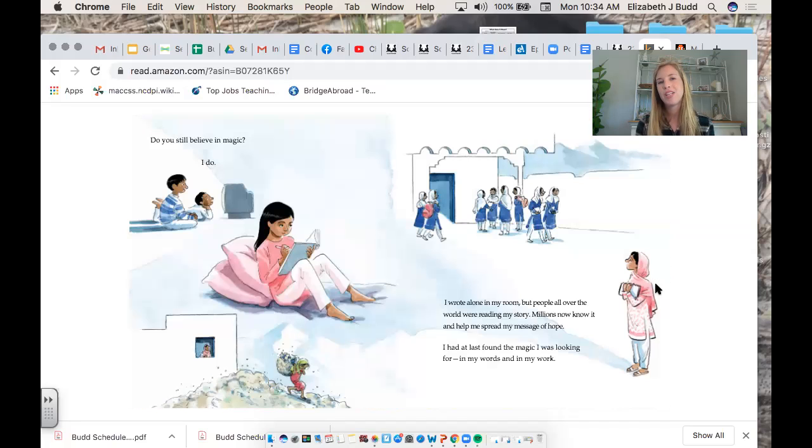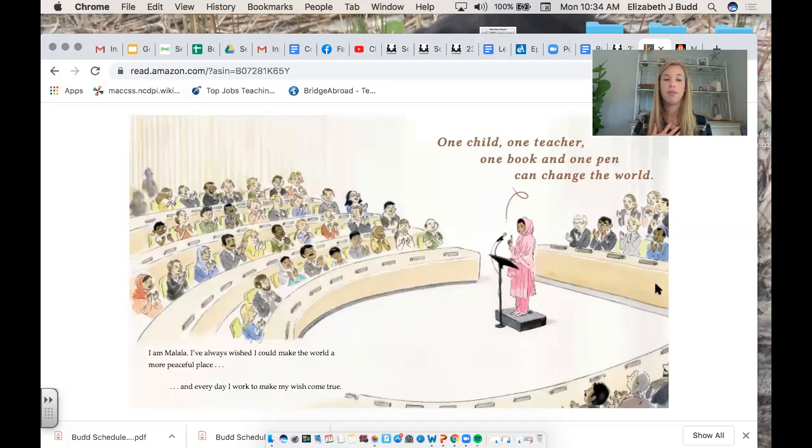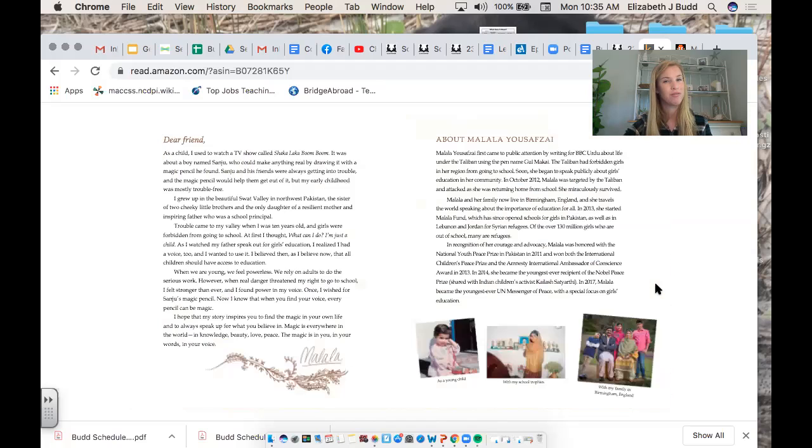Do you still believe in magic? I do. I wrote alone in my room, but people all over the world were reading my story. Millions now know it and help me spread my message of hope. I had at last found the magic I was looking for, in my words and in my work. I am Malala. I've always wished I could make the world a more peaceful place. And every day I work to make my wish come true. One child, one teacher, one book, and one pen can change the world.